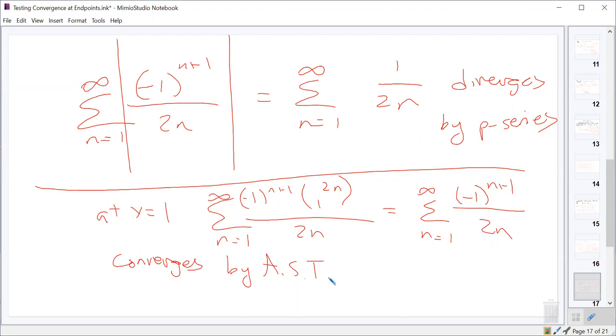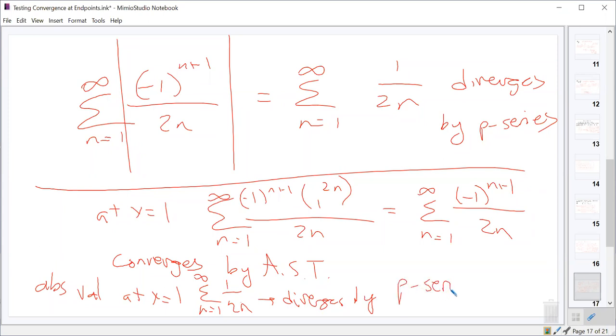And so now when we take the absolute value, and I'm just going to write this down at the bottom, absolute value at x equals 1, we're going to end up with what? We're going to end up with just 1 over 2n, which we know diverges again by the p-series. Good or no?